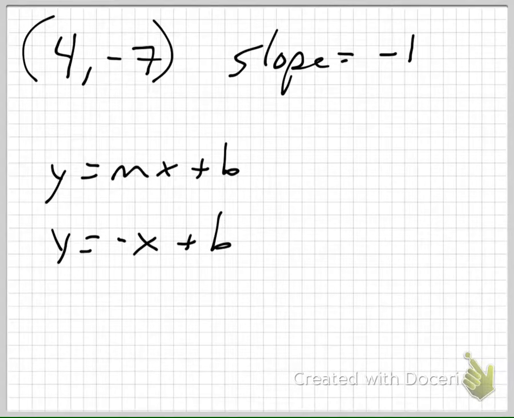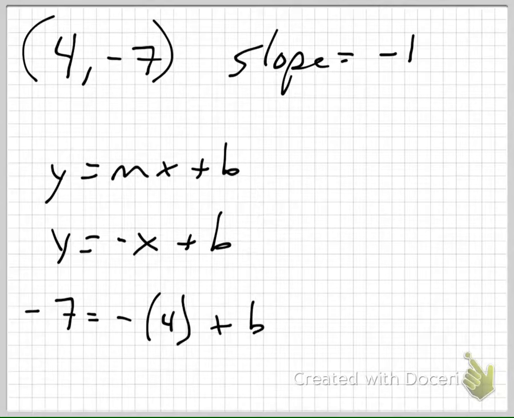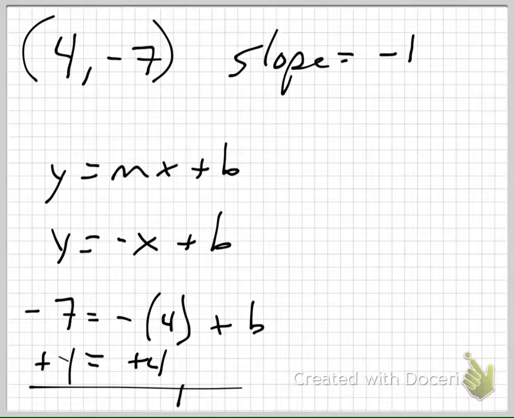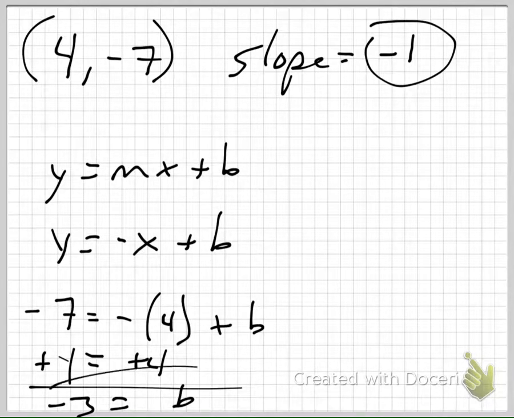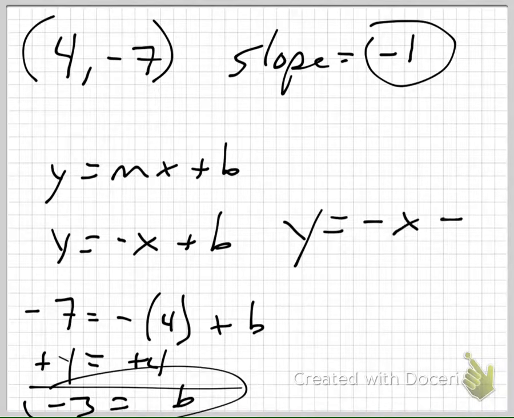We also know 1 point on our graph. Plug it in. Y, -7 equals -4 plus b. Plus 4 plus 4. B equals -3. There it is. If b is -3, I now know my slope, and I know the y-intercept. Y equals -x minus 3.